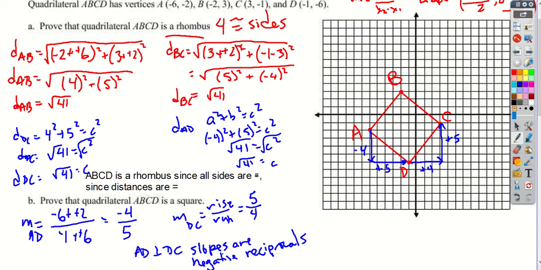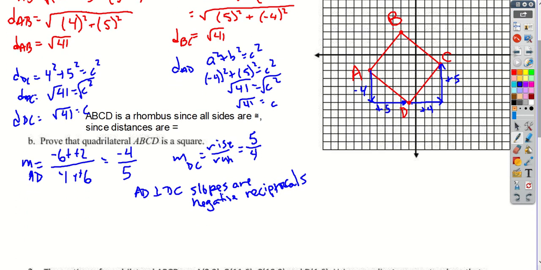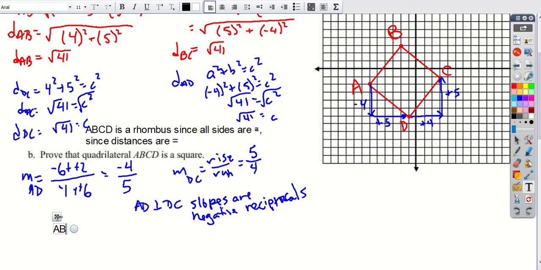So that's going to form a right angle if it's negative reciprocal. And so now we can say that ABCD is a square, since it is a rhombus with a right angle.